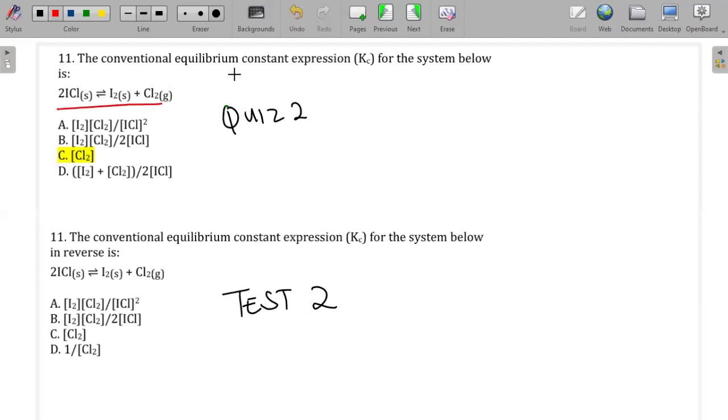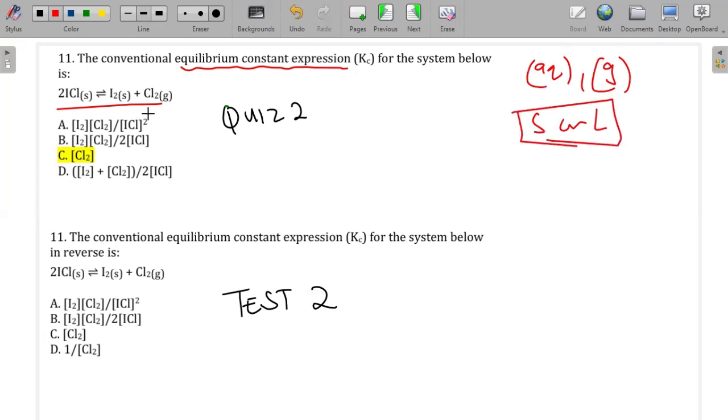So what you have to know here is that the equilibrium constant expression only includes species that are either in aqueous form or they are gases. Okay, so meaning that if you are a solid or you are a liquid, you are not going to be there in the expression. So here, remember the K expression is the products over the reactants.